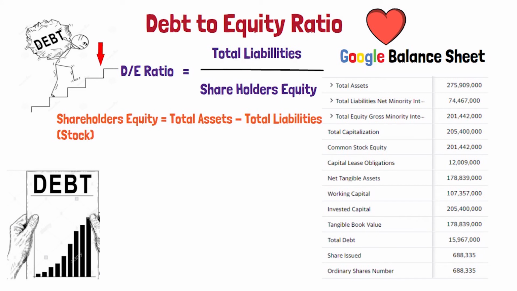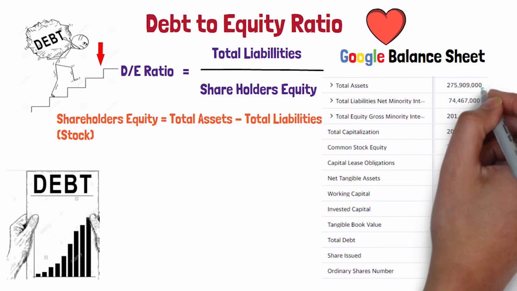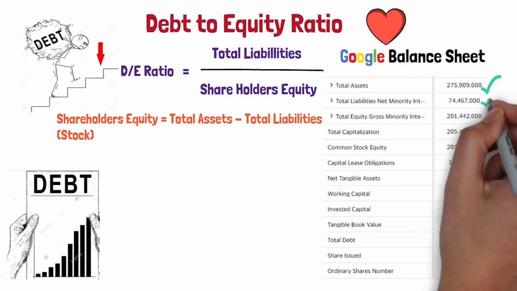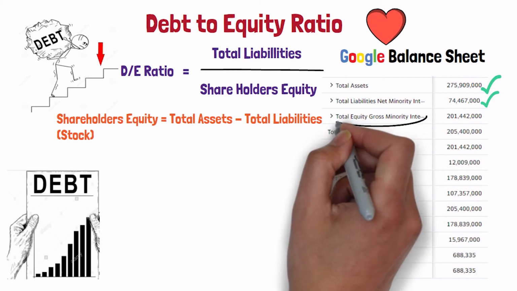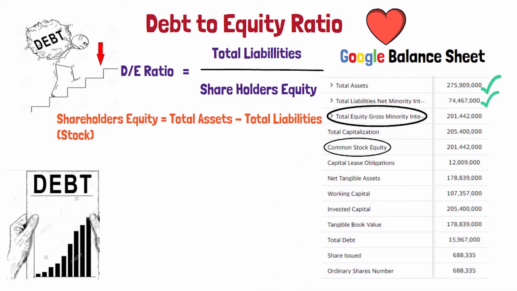To find out the debt to equity ratio, we first need to find the shareholders' equity, which is always on the balance sheet, and it's the number we get when we subtract the total liabilities from the total assets. In this case, it's 201 billion. It can be found in two places, here as well. Total equity, shareholders' equity, or stock equity are all synonyms, and they all mean the same thing.